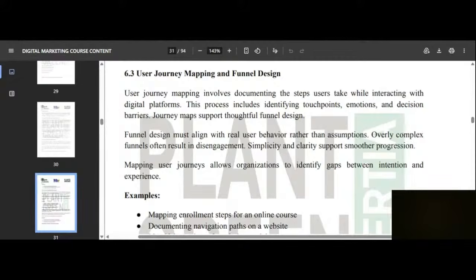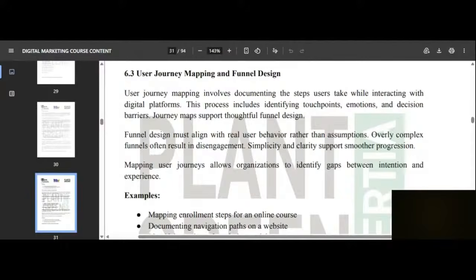Now let us get to the next topic, which is user journey mapping and funnel design. Let us try to understand what is user journey mapping. User journey mapping involves documenting the steps users take while interacting with digital platforms.